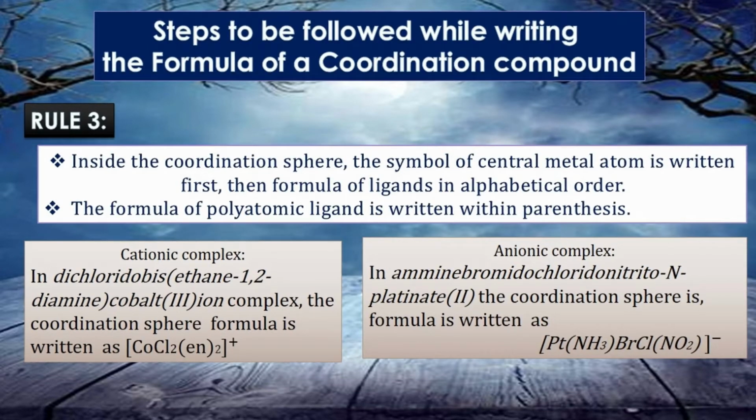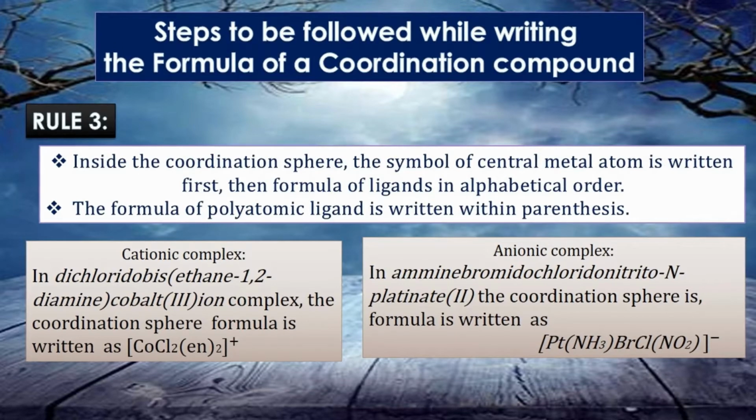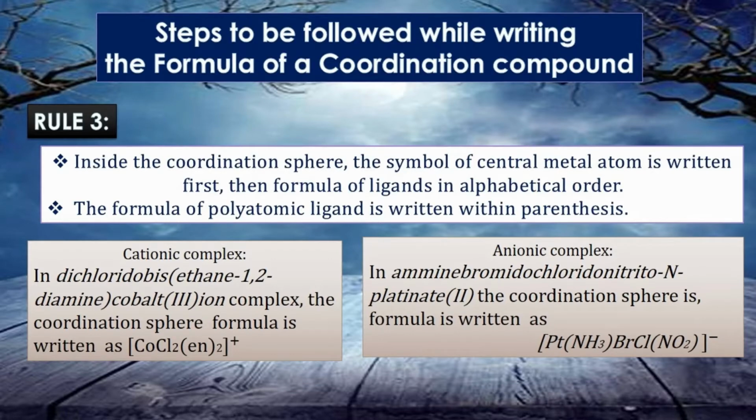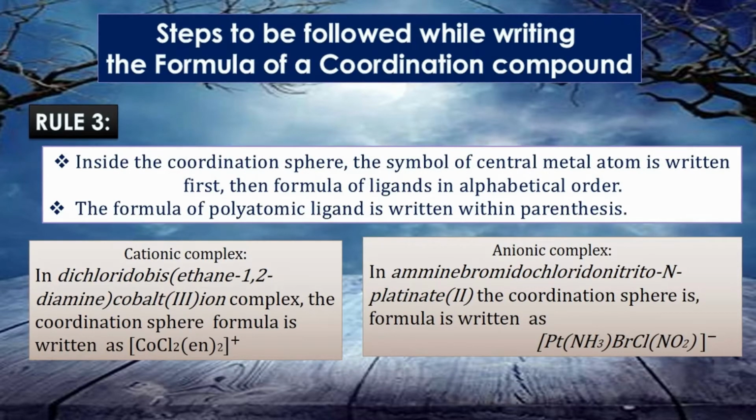Then we have to write the formula of polyatomic ligand, that is ethane 1,2 diamine. So we will write the formula of ethane 1,2 diamine ligand within brackets. And we have two such ligands. So ethane 1,2 diamine, its formula will be written twice.